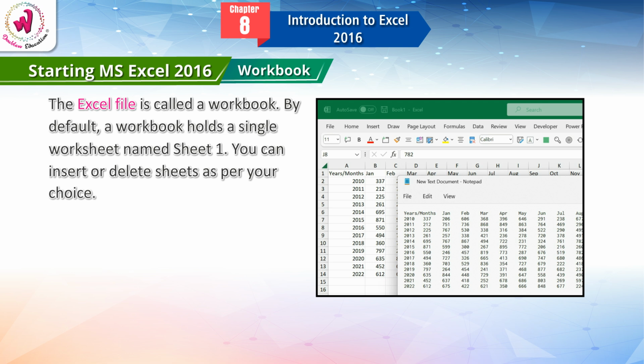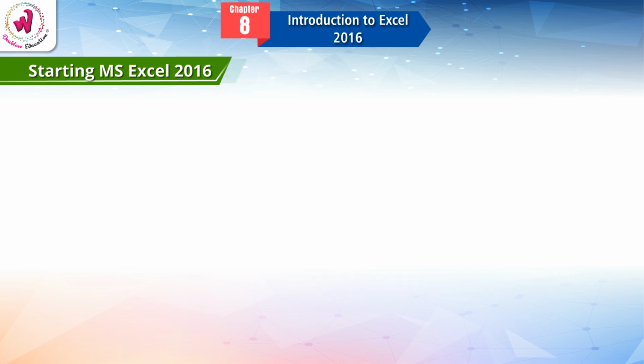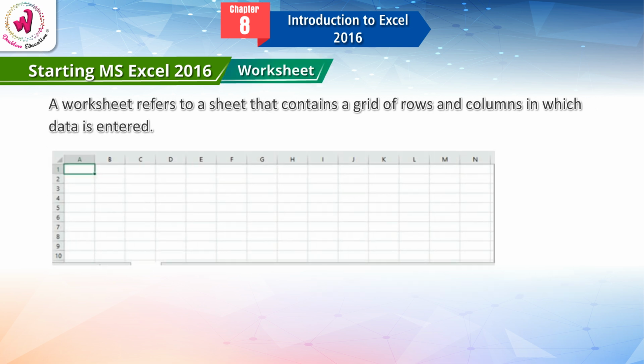Workbook. The Excel file is called a workbook. By default, a workbook holds a single worksheet named Sheet 1. You can insert or delete sheets as per your choice. Worksheet. A worksheet refers to a sheet that contains a grid of rows and columns in which data is entered.